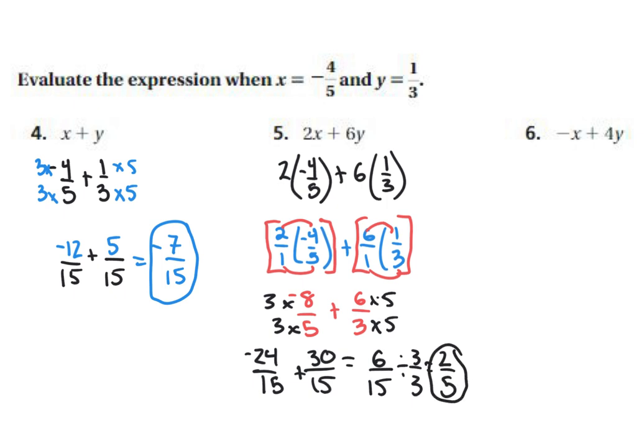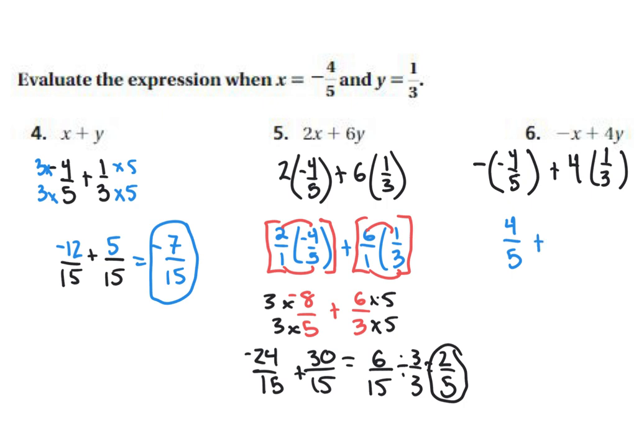And then for number 6, here we'll have negative x. So we're going to do negative negative 4/5 plus 4 times y, which is 1/3. So now, just looking here at the negative negative 4/5, that's basically saying the opposite of negative 4/5. The opposite of negative 4/5 would just be positive 4/5.